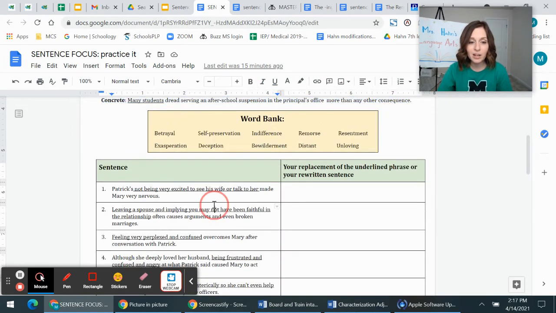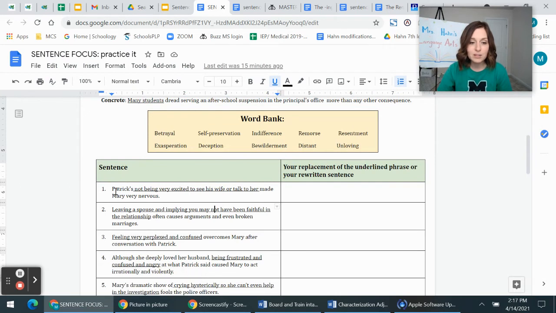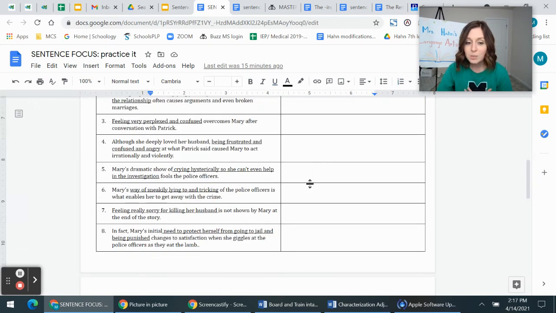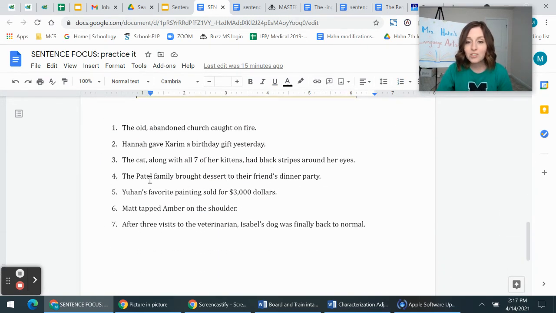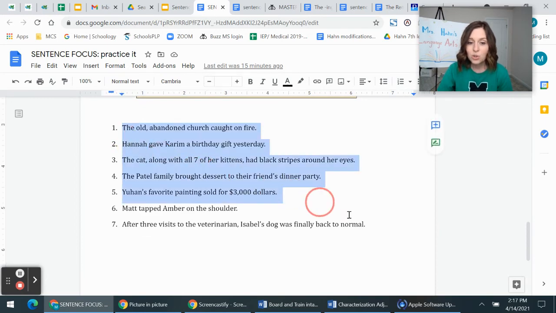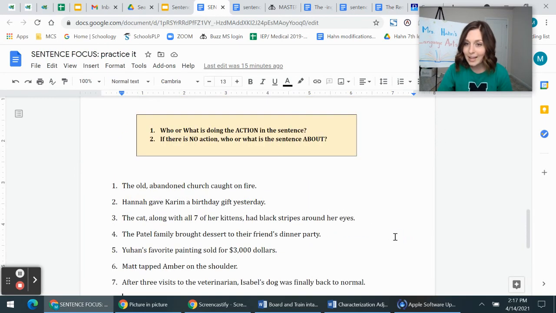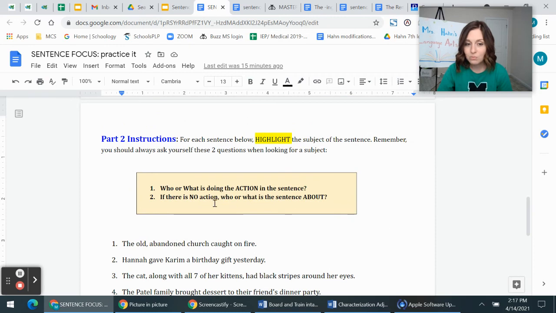But then what I have done is I have given you several sentences with really wordy subjects. So Patrick's not being very excited to see his wife or talk to her made Mary very nervous. You need to replace that underlined subject with one of the words in the word bank up here. That's part one. Then for part two, you must highlight the subject. So you have 7 sentences. You must highlight the subject of the sentence based on the notes that we took. So good luck as you complete this activity.